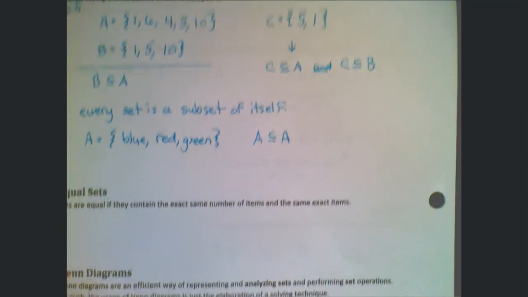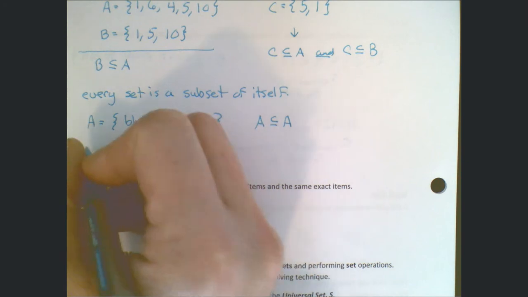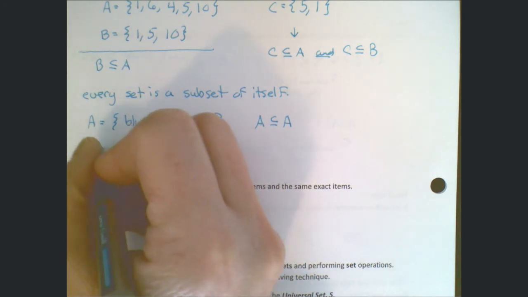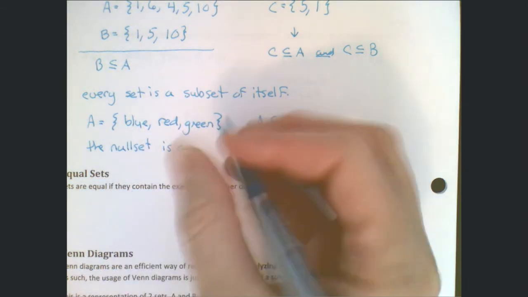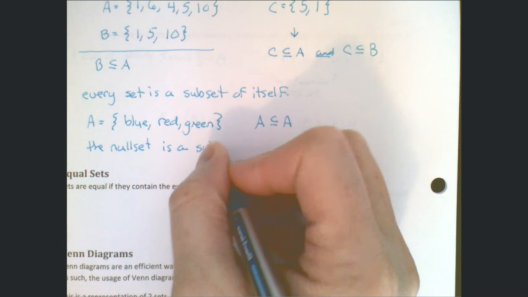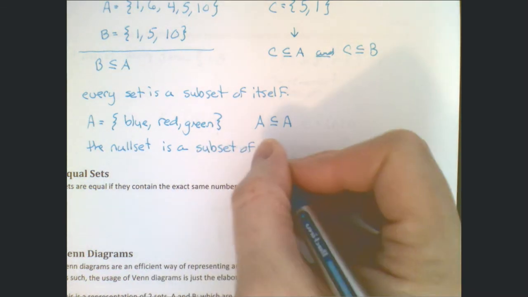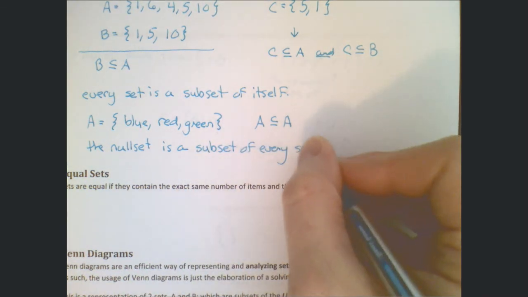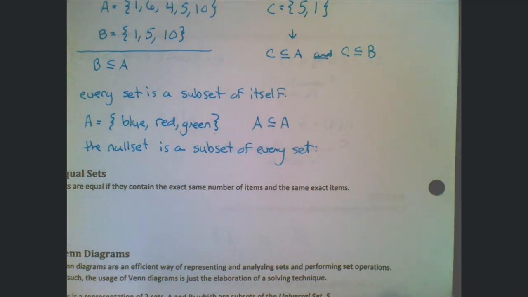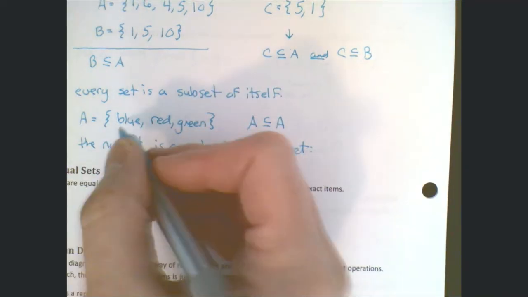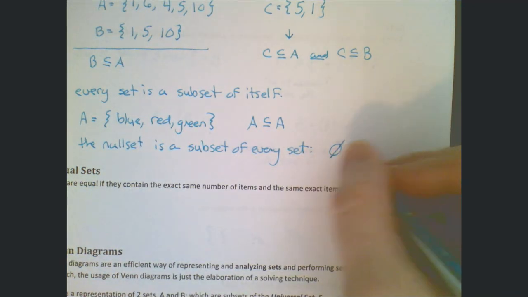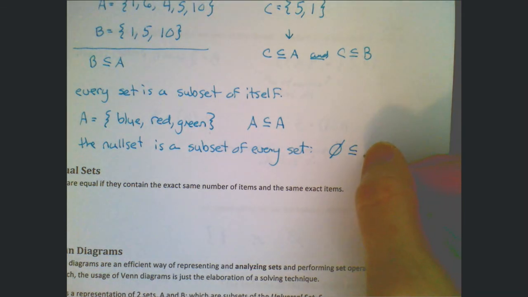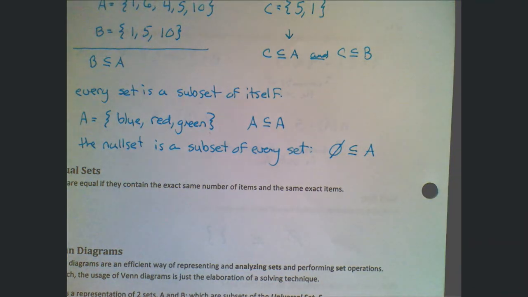Okay, one more thing is that the null set is a subset of every set. Okay, so up here, if you have A is blue, red, green, then we can say that the null set is a subset of A. Okay, and that's just it by definition. The null set is a subset of every single set.